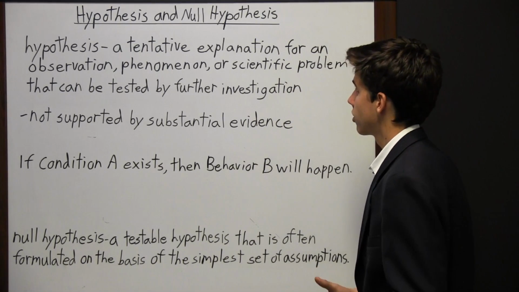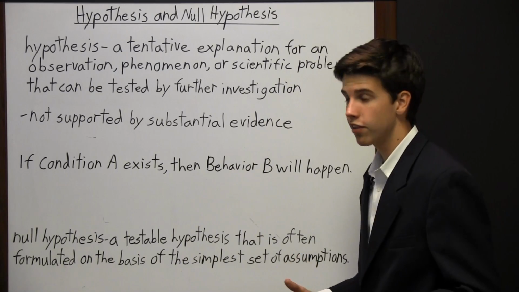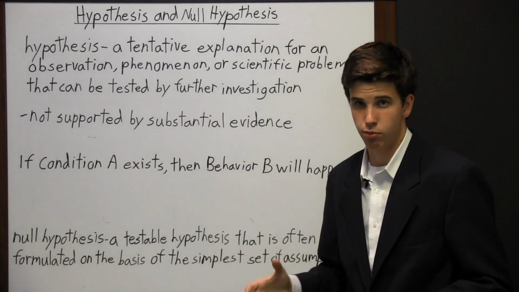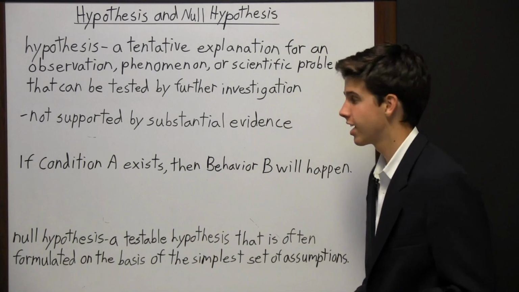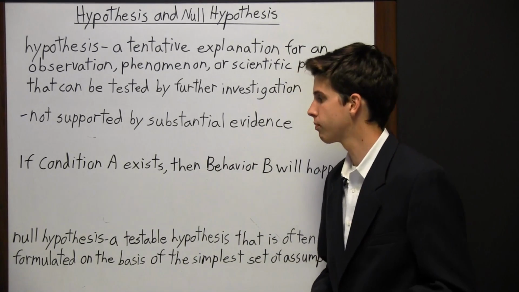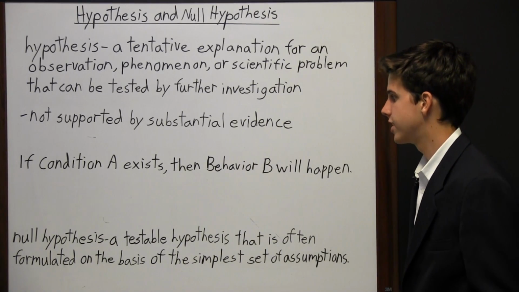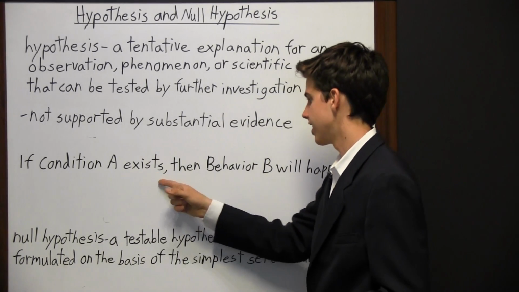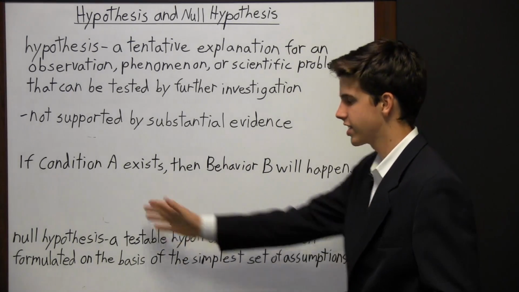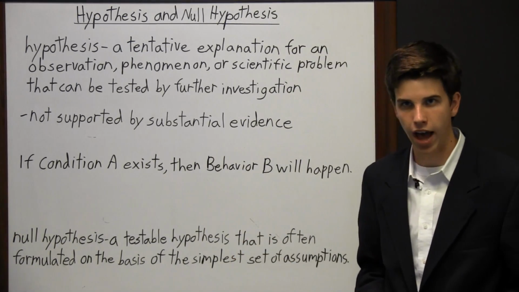Because for something to be a hypothesis, you have to be able to test it by further investigation. So the more proof you have for this hypothesis, the greater the chance that it can be proven by further investigation. So an example of a hypothesis is if condition A exists, then behavior B will happen. So it's an if-then statement. If this happens, then this will happen.